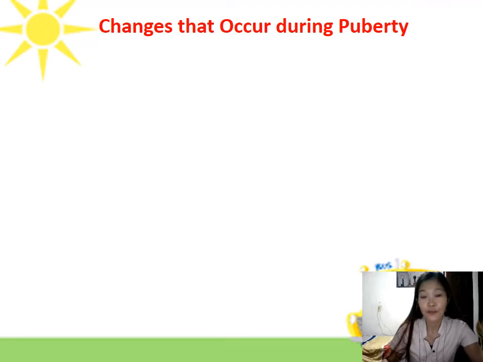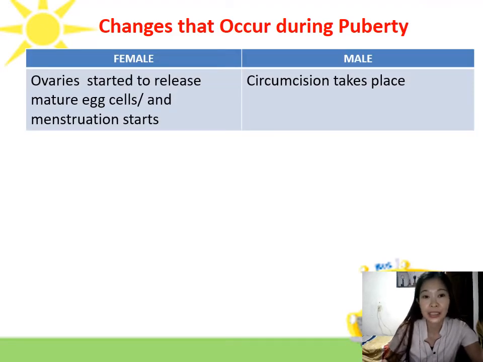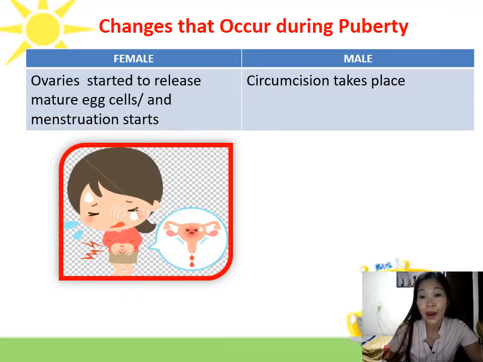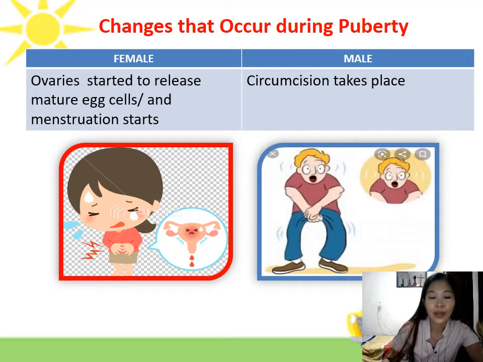And lastly, for female, ovaries start to release mature egg cells, and menstruation starts. While for male, circumcision takes place. Boys, at your age now, you must have experienced circumcision, or don't be scared if you will be circumcised, okay? Now that you already know the different changes during puberty stage for female and for male, is it clear, children? Is there any question?